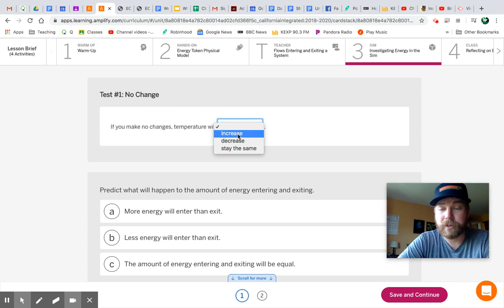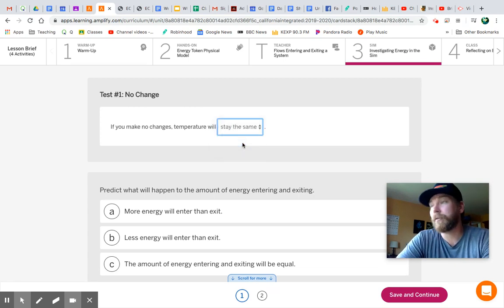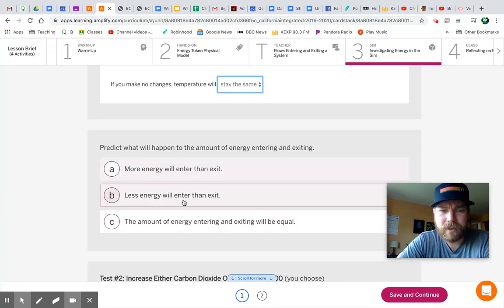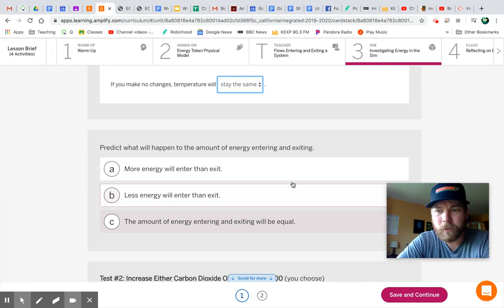Well, I think it's going to increase. Why would you think that? No. I think it's going to stay the same. If I don't change anything, I think the temperature is probably going to stay the same. What about the amount of energy entering and exiting the system? Well, I don't know. Will more energy enter than exit? Less energy? Be equal?